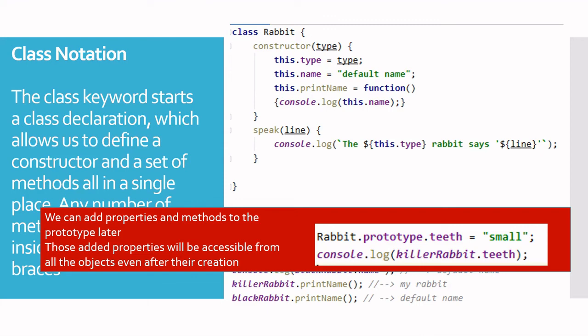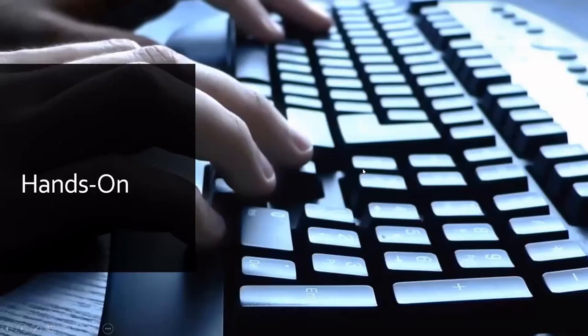So when we add something to the prototype of the function, it will be accessible through any object. Why is that? Because this is just a pointer to an object, and whenever we change anything in that object, the prototype object, all the pointers referring to it will reflect the change. Okay, let's see what's happening.